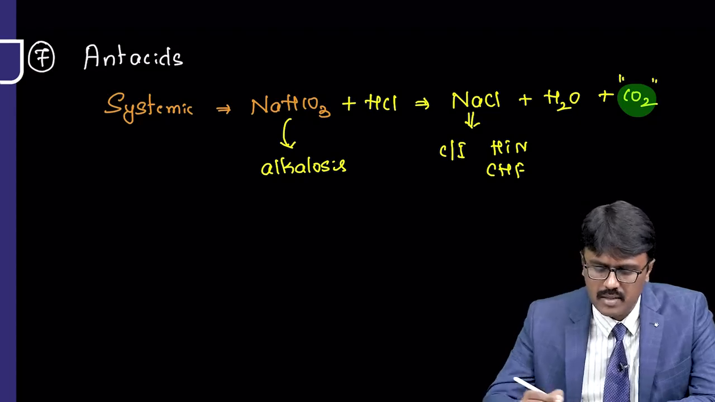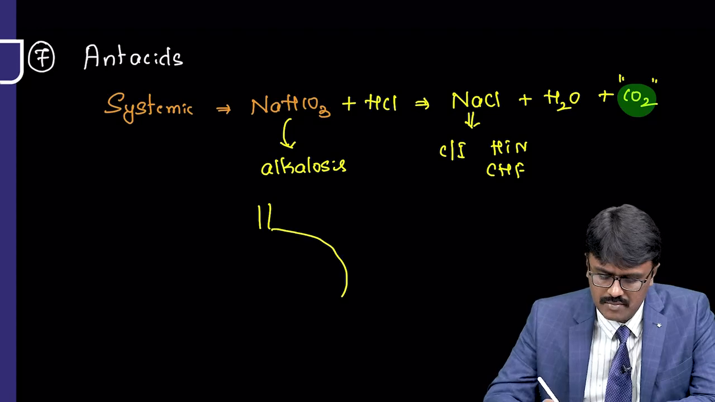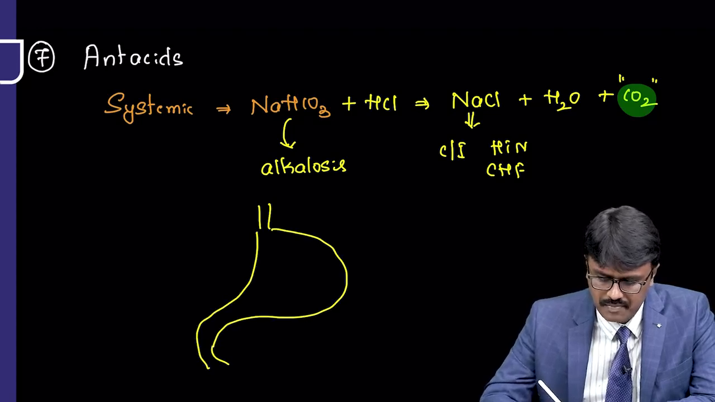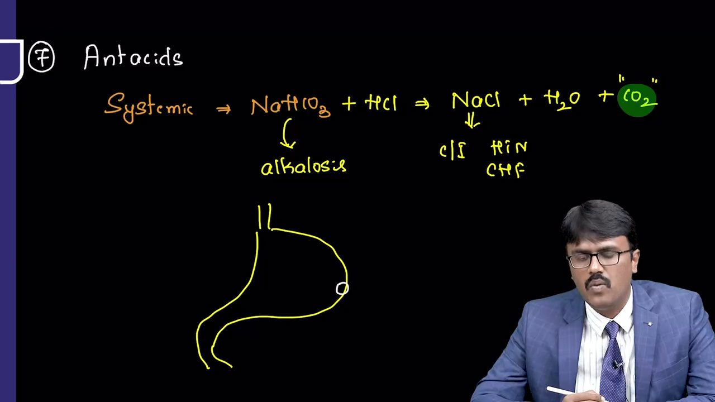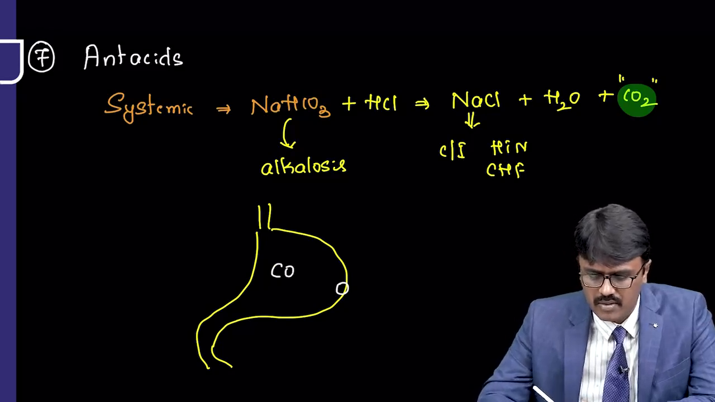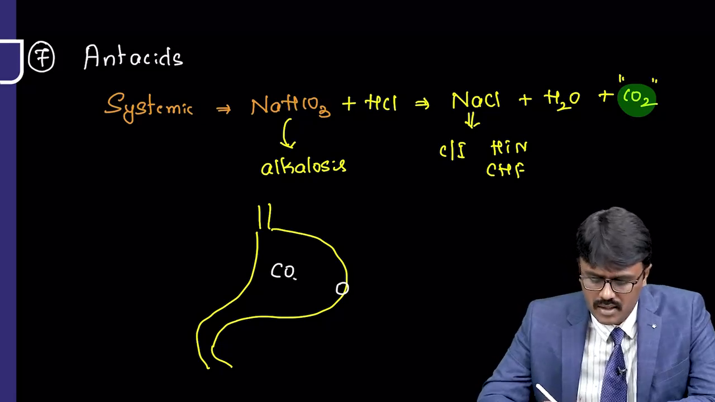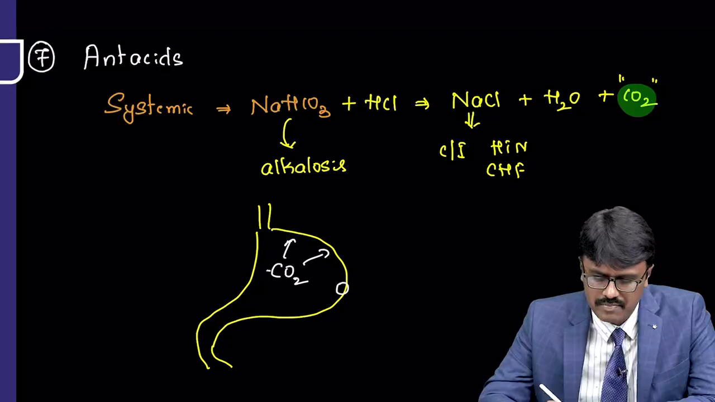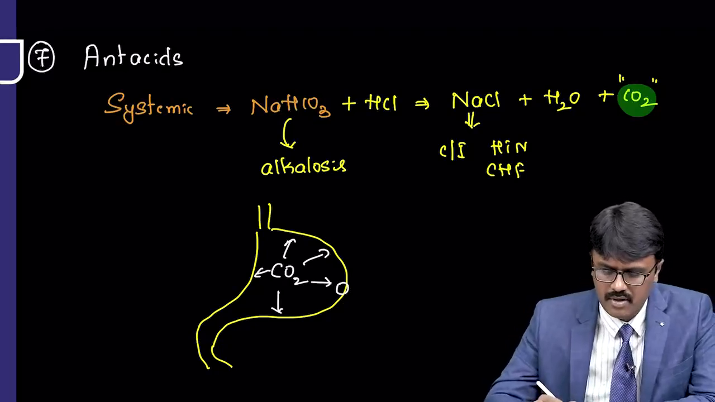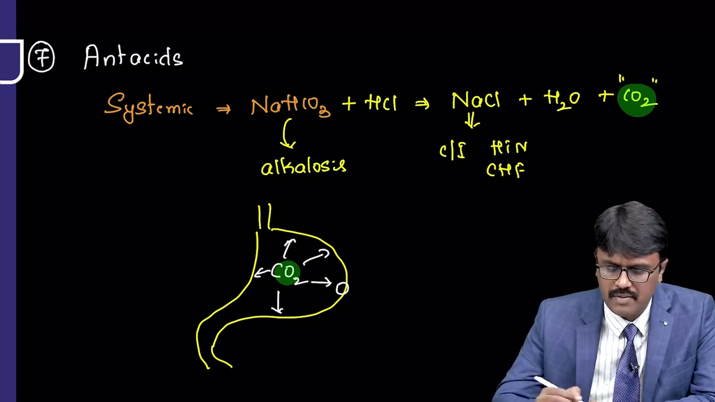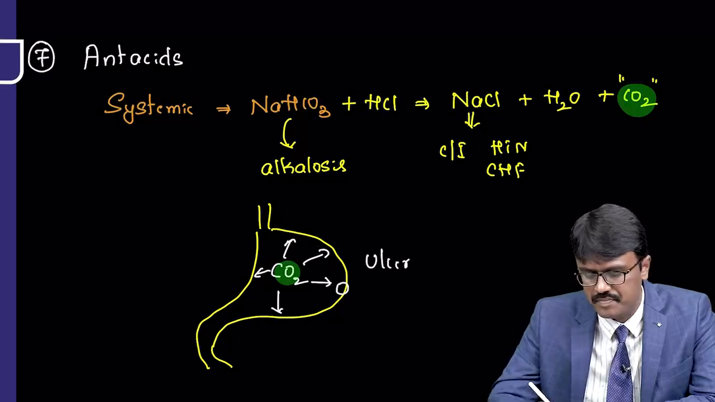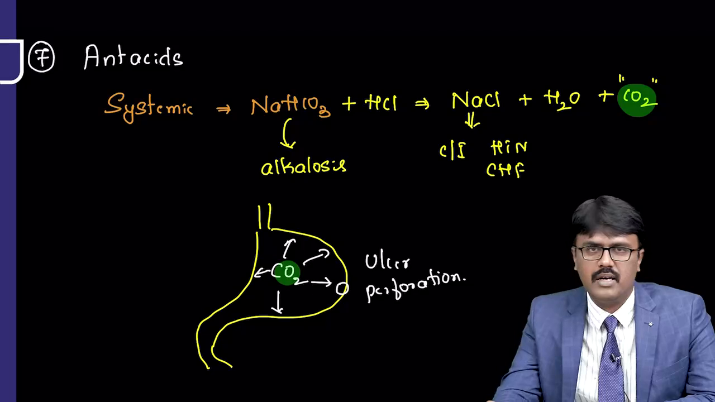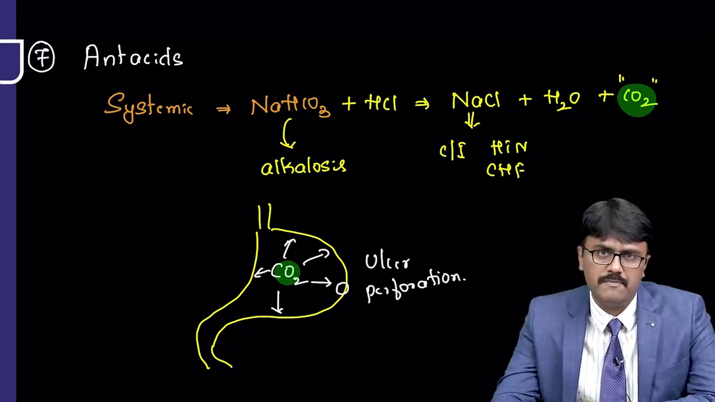Since it generates carbon dioxide, the problem is here. This is the stomach. This is the intestine. Sometimes there is an ulcer in the stomach. Once the patient takes sodium bicarbonate, that is NaHCO3, the carbon dioxide release will put a pressure everywhere, and if the ulcer is about to perforate, there is a chance of ulcer perforation. So these are the risks associated with sodium bicarbonate. That is why this is not used nowadays.